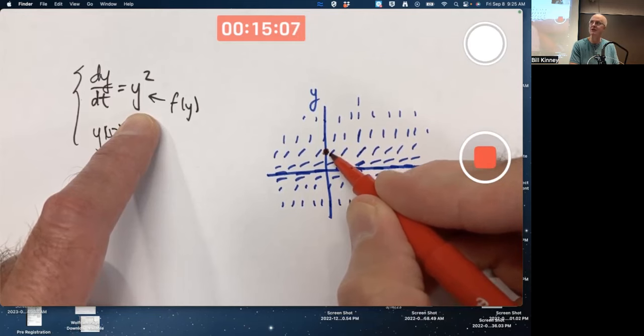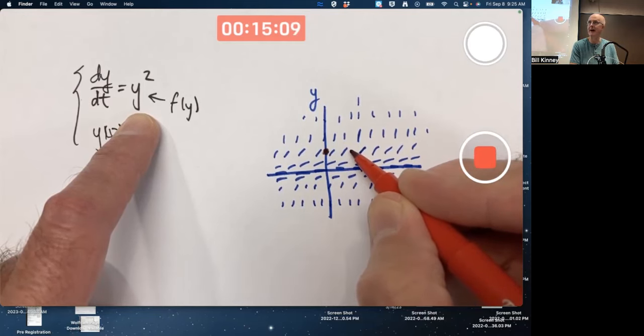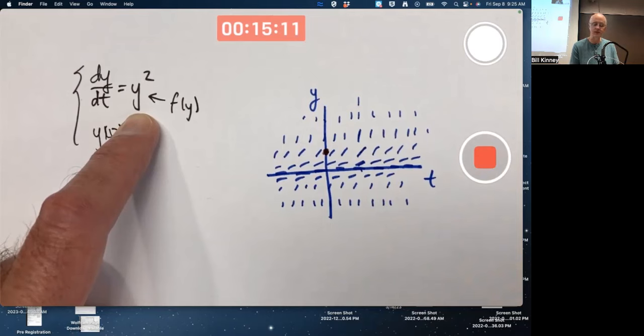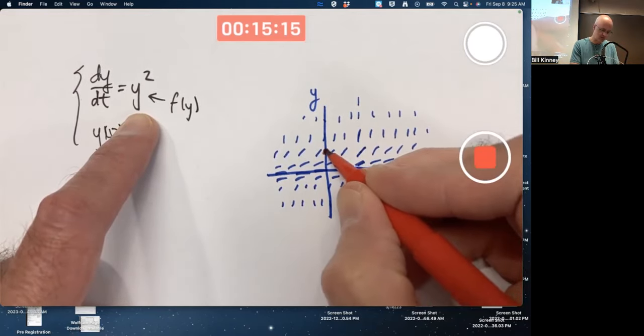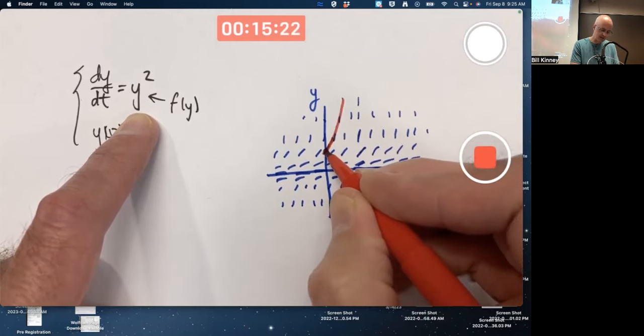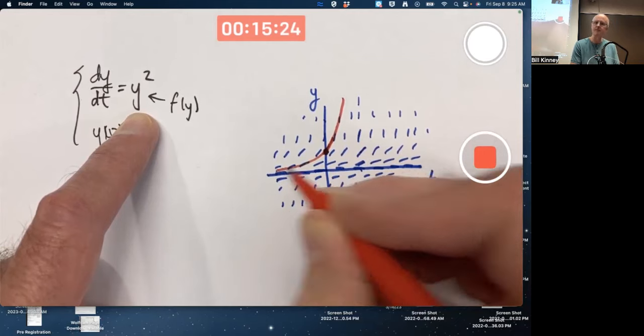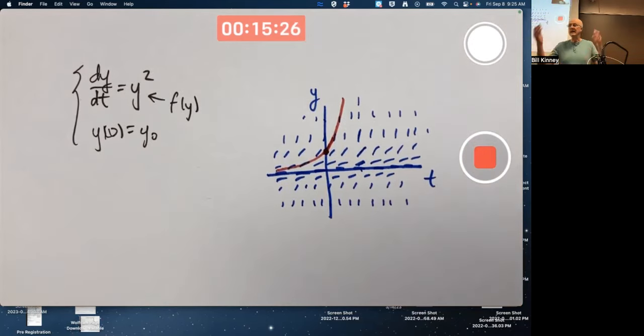So what that means is the solutions have to be tangent to these little line segments anytime they pass through, say, the midpoint of one of them, if you draw them to be centered at the midpoints. So your solution is going to look something like that as t increases, and something like this as t decreases. Looks like it might be exponential growth for all you can tell.